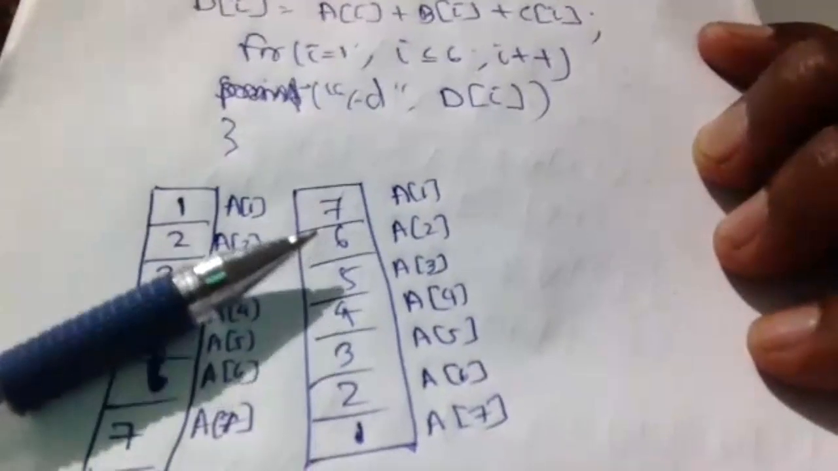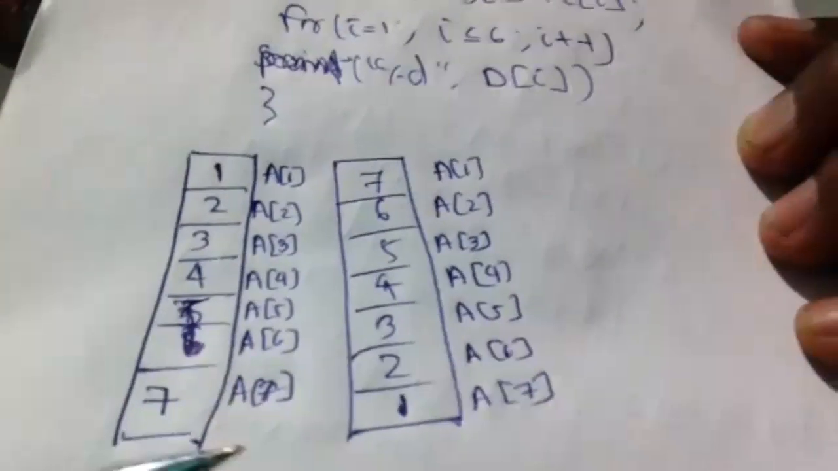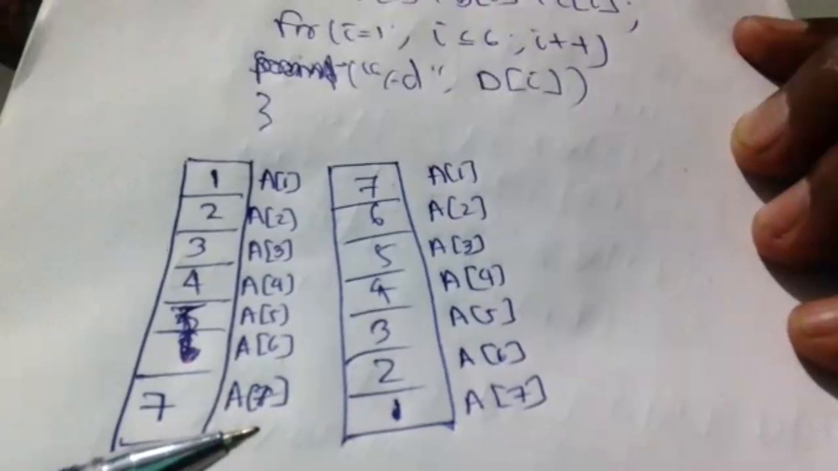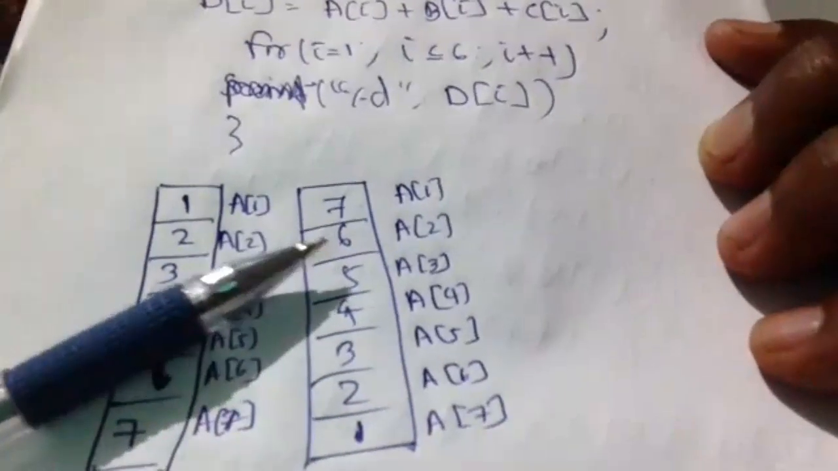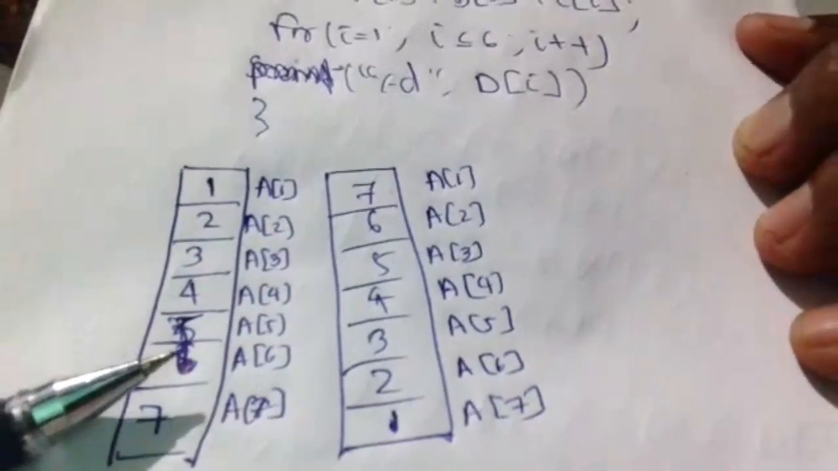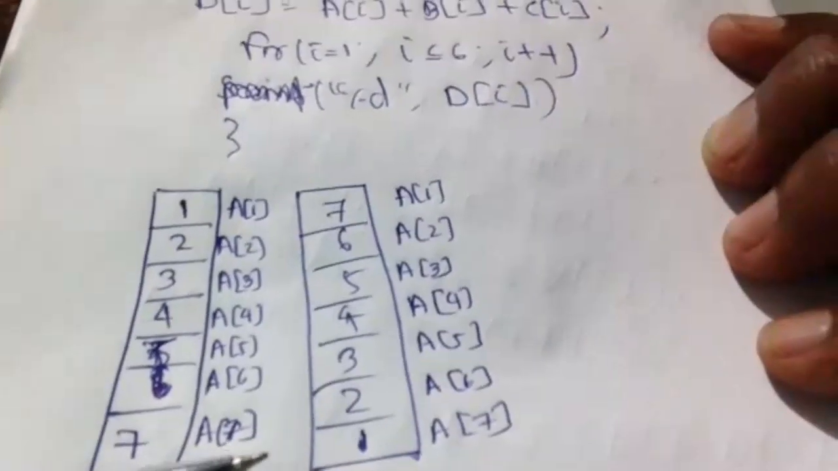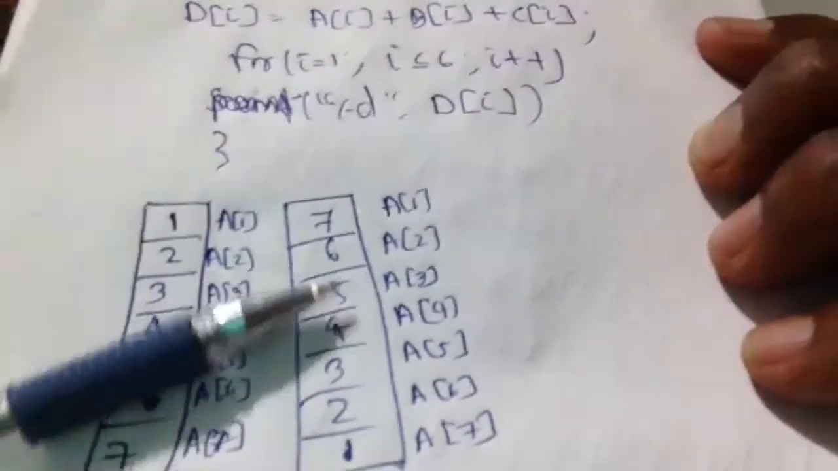In this area, what is the first value? 7. Where is 7 available? In the bottom, A7. What is the corresponding address? A7. So display A7 first. Next, what is there? 6. Where is 6 available? A6. So if I display this address in reverse way, I will get this information.